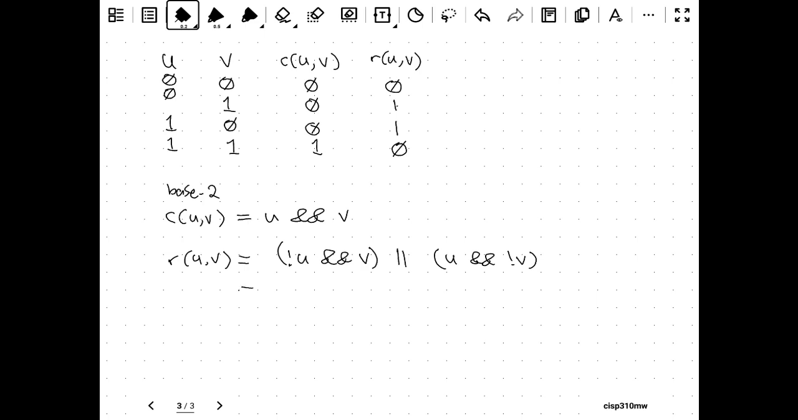Now, if you also know the exclusive OR operator, that makes things so much easier because that's how exclusive OR is defined. So R of UV in base 2 can also be expressed as just U exclusive OR with V. And if you have read the notes, exclusive OR can also use this particular symbol, which is a plus with a circle around it.